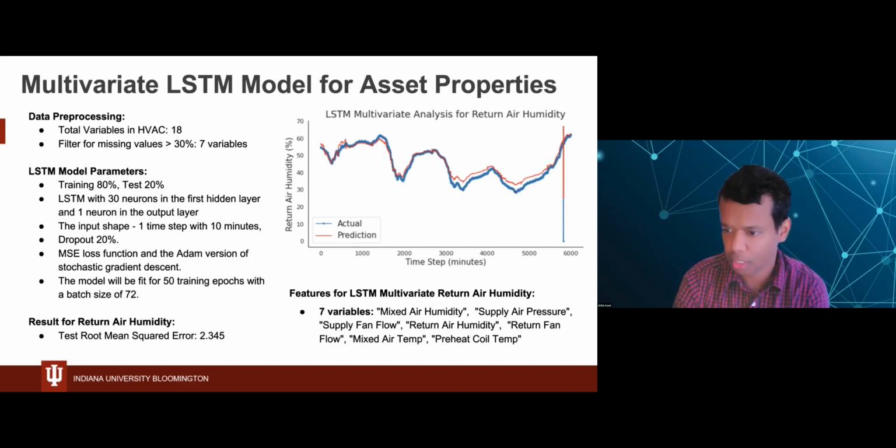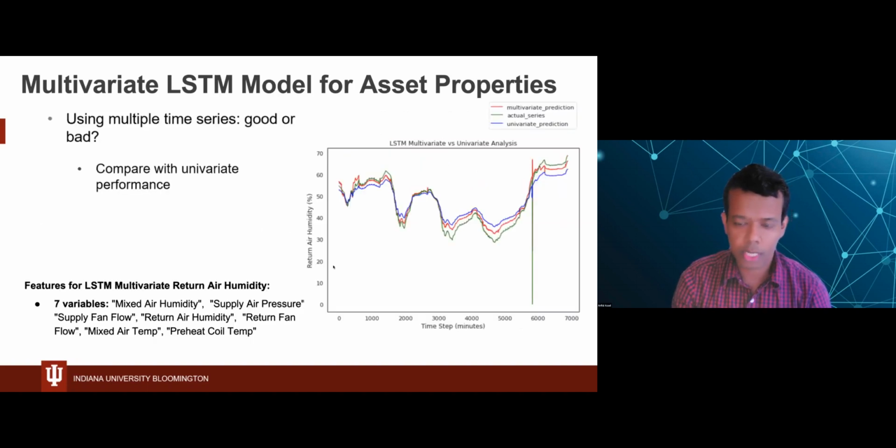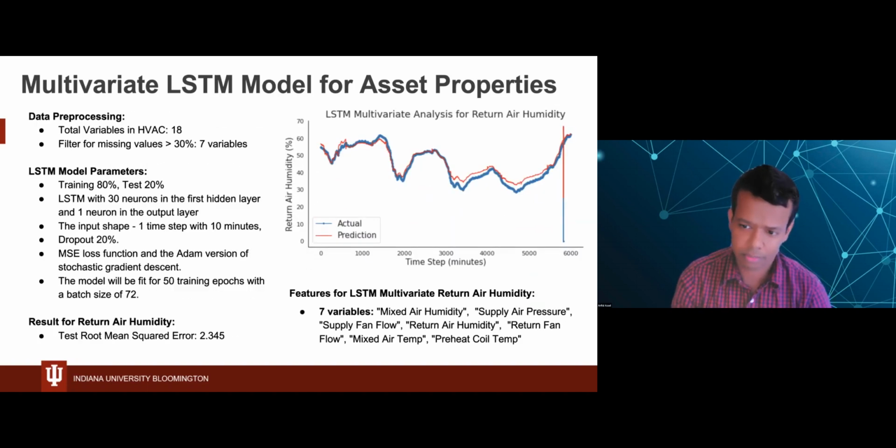Blue represents the actual value for return air humidity that we observed. The red one represents the prediction that we made based on all 7 variables. Well, now we can ask, is this good or bad? Because can we improve upon univariate analysis? Because we can actually predict return air humidity solely based on return air humidity observed in the past. But here we are actually using more than one variable. Is there any benefit in doing that?